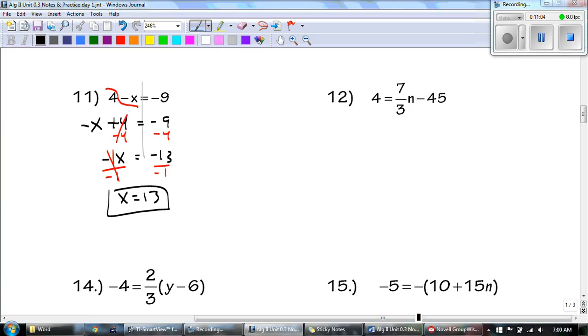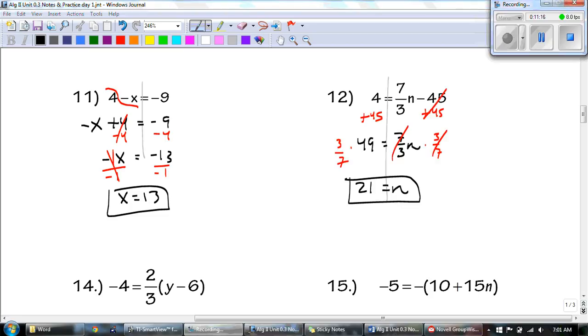All right, number 12. Let's see if you can do number 12 on your own. Go ahead and pause the video, and good luck. Okay, you should have added the 45 to the other side and then multiplied by the reciprocal, which was 3/7, and then you get 21 equals n.